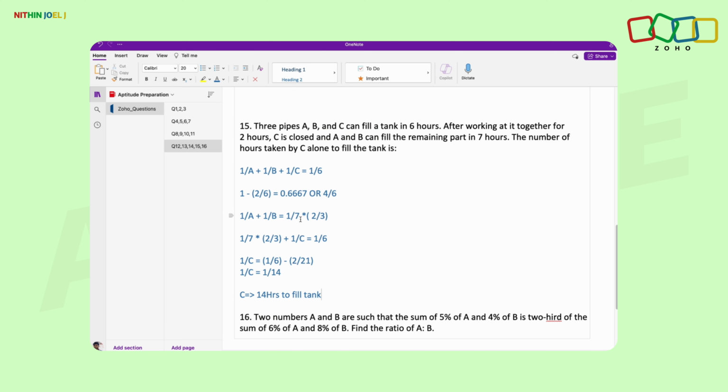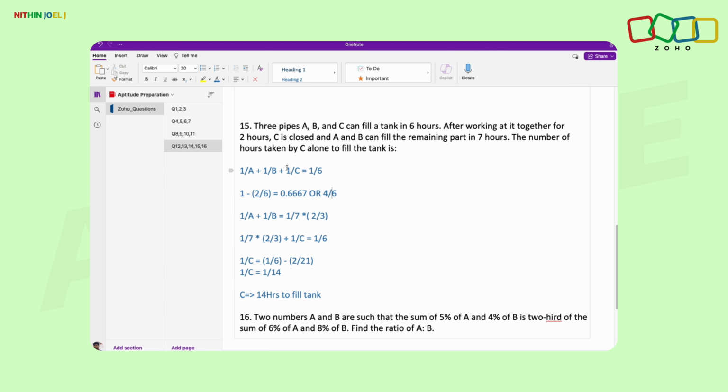So first, from statement 1, we just took 1 by A plus 1 by B plus 1 by C is equal to 1 by 6, and they have mentioned after working together for 2 hours, C is closed. So for the first 2 hours, A, B and C are working together. All three are working together and it takes 2 hours, right? So total hours is 6. From that 2 hours, all 3 are working. So after 2 hours, C is closed. So one pipe is closed. So we are just making the difference with 1. So 1 minus 2 by 6, which is equal to 4 by 6 over here.